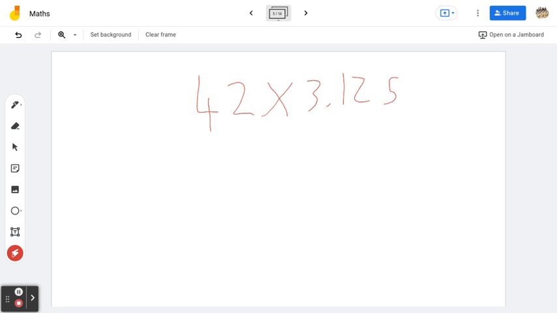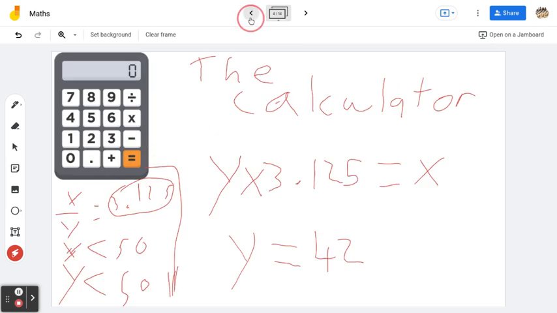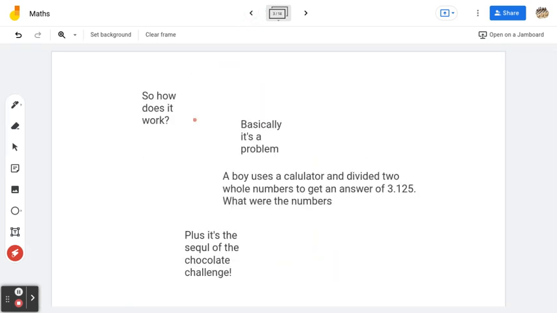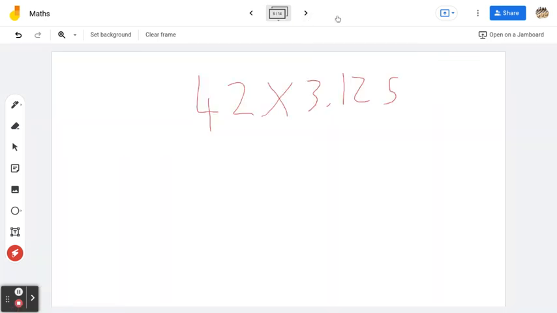But remember, if we go all the way back over here, it says a boy uses a calculator and divided two whole numbers, okay? So once we do 42 multiplied by 3.125, we're going to get the value of x. But the thing is, x needs to be a whole number. If it's a decimal, then the value of 42 for y is going to be incorrect. Even though this is a guess and check, we have a 1 over 50 chance of getting this correct, and that's a very low chance. But anyway, we're going to execute our plan.